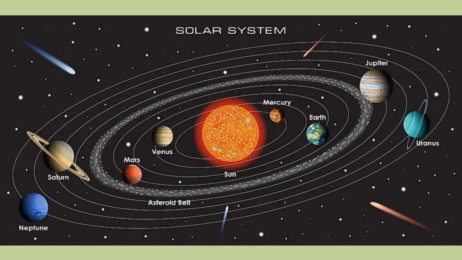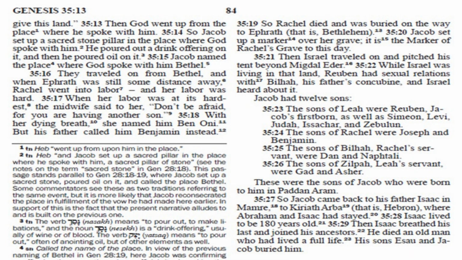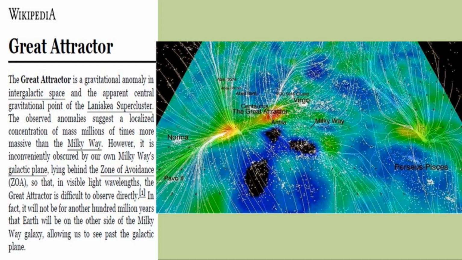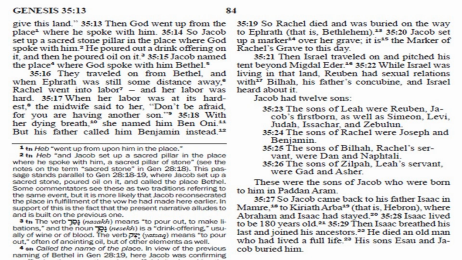This indicates that the solar system is fully functional by this time, as it is a declaration by God himself. The statement God went up from the place where he spoke with him, as mentioned in verse number 13, indicates that the great attractor, which was nearer to the sun, has moved far from that position. After building an altar of God at Bethel, Jacob and his family left Bethel to go to Hebron.